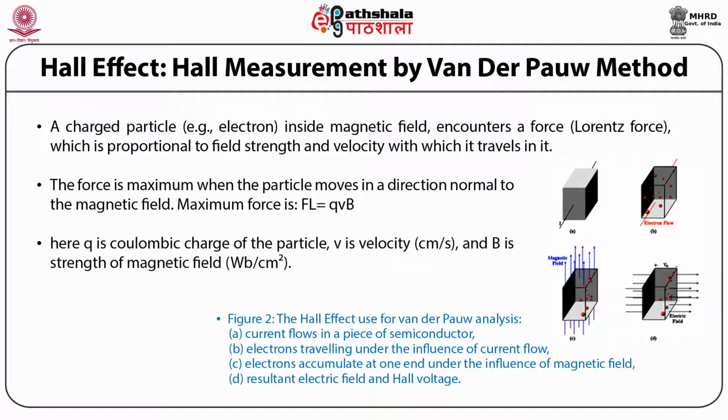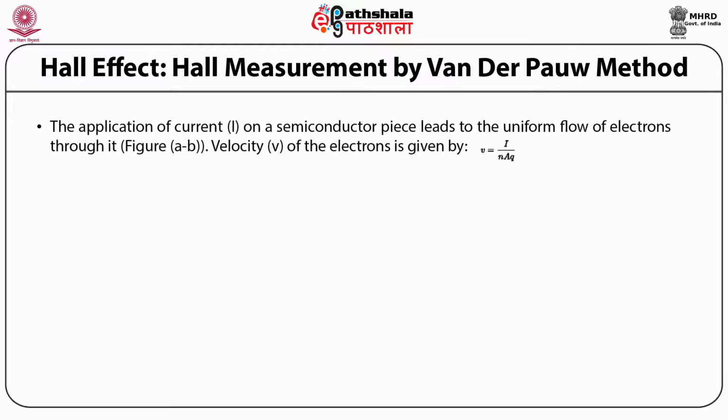Here q is the coulombic charge of the particle, v is the velocity in centimeter per second, and B is the strength of the magnetic field, in Wb per centimeter square. The application of current I on the semiconductor piece leads to the uniform flow of electrons through it. Velocity v of the electron is given by v equals I divided by nAq. Here n is the density of the electron, and A is the cross-sectional area.